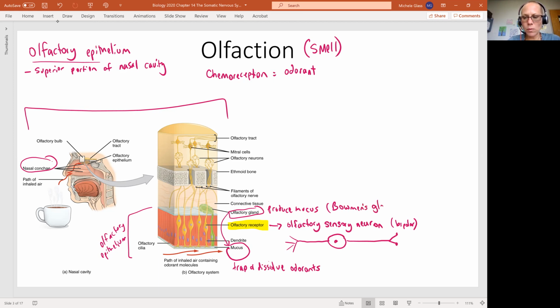So depending on your reference material, you'll see either one of those names. Now notice that the olfactory gland is located in this connective tissue layer, and we have another name for this connective tissue layer. We can call it the lamina propria. And notice then that the lamina propria is helping to connect the olfactory epithelium to the ethmoid bone. So the ethmoid bone is forming the top of that nasal cavity.